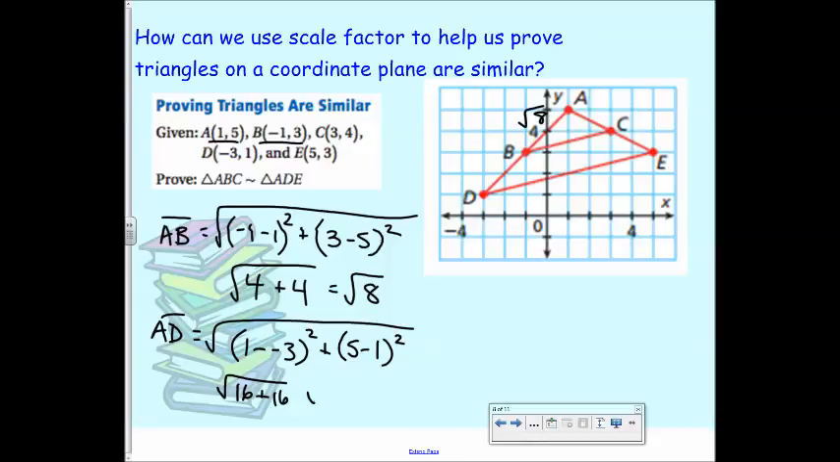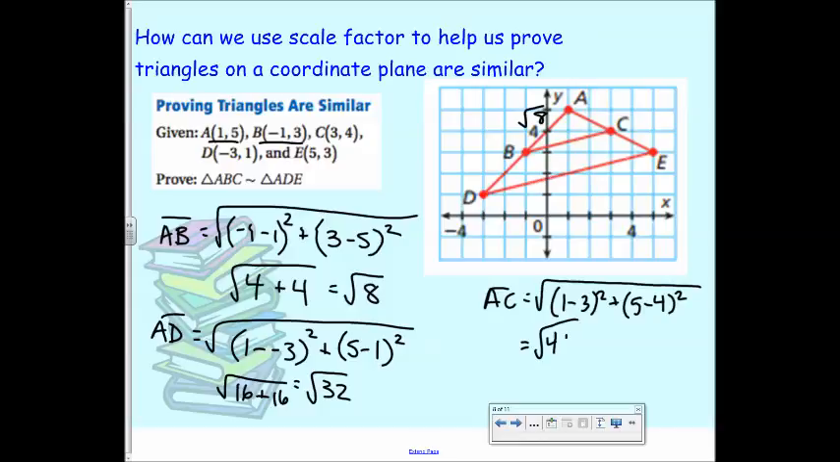And so the last thing I need to do then is AC and AE. So AC would be what? 1 minus 3 squared plus 5 minus 4 squared. What's 1 minus 3? Squared is 4. What's 5 minus 4? Squared is. So that equals 5. Okay, and then last but not least, we're doing AE. What are your x's there?